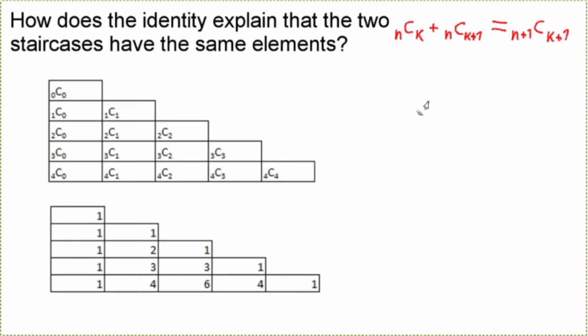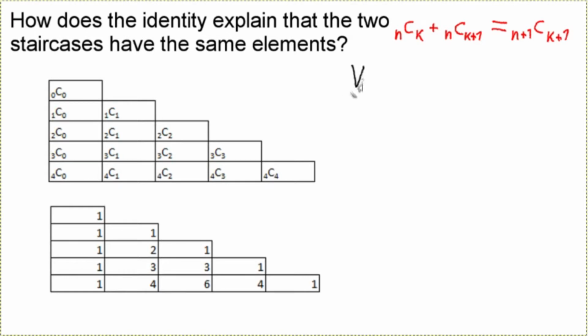How does it help us explain that these two staircases, infinite staircases, must have the exact same elements? Well, to even attempt proving this, we must first more rigorously and mathematically define what these staircases are. And to do that, I'm going to use some new notation.